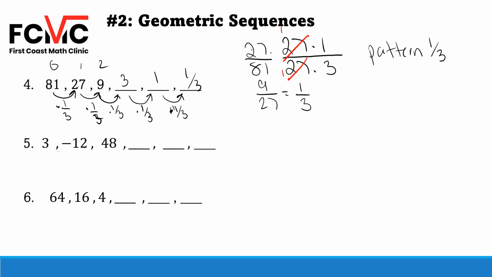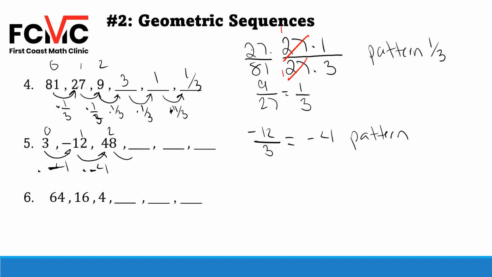All right, number 5. So our pattern, again, we've got our 0th, first, and second term. So I'm going to divide my first term, -12, by my 0th, 3. So our pattern is going to be -4. So we're multiplying 3 times -4. And then 12 times -4 to get 48. So again, notice our signs are changing. Positive, negative, positive. So the next one should be negative.